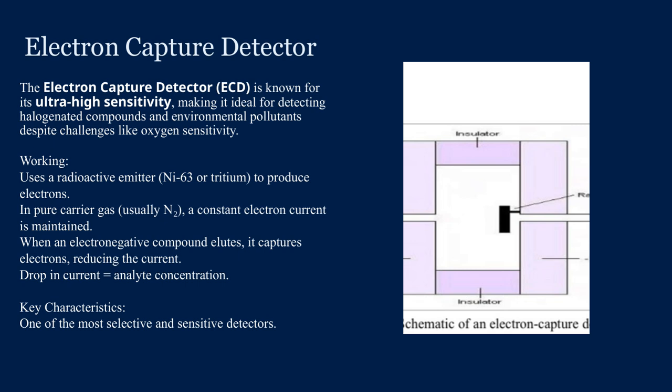When an electronegative compound, like a halogenated pollutant, elutes into the detector, it captures some of those electrons. This electron capture causes a decrease in the current. So, essentially, the amount the current drops is directly related to the concentration of the analyte present. This makes the ECD one of the most selective and sensitive detectors available. Its ability to detect very small amounts of electron-capturing compounds is truly impressive, and it plays a crucial role in environmental analysis and trace-level detection. Overall, the ECD's specificity and sensitivity are what make it such a powerful tool in chromatographic analysis.